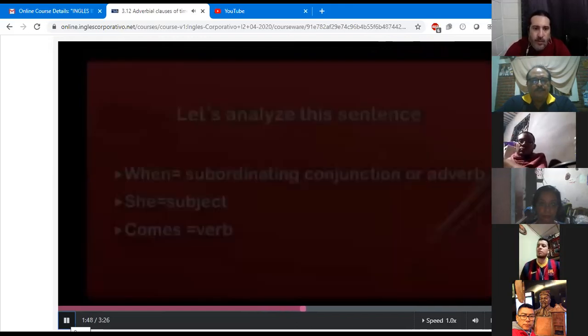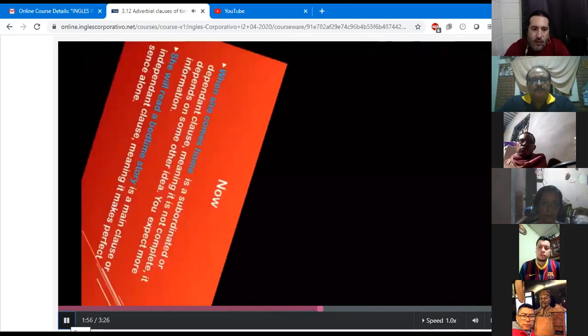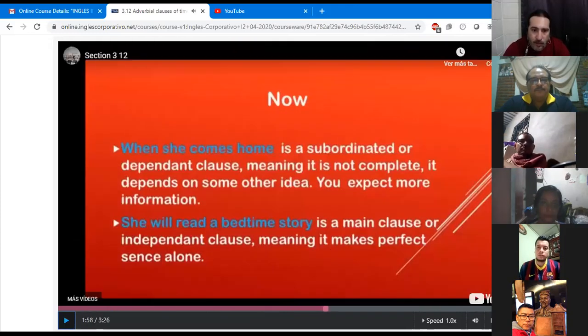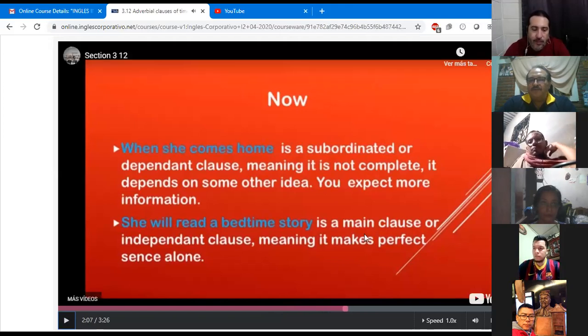Let's analyze this sentence. When is a subordinating conjunction or adverb. She is the subject. Comes, the verb. Now, when she comes home, altogether is a subordinating or dependent clause, meaning it is not complete. It depends on some other idea. You expect more information. This is what I was telling you, right? If I say, when she comes home, what happened? She will prepare dinner. She will ask me to prepare dinner. She will ask me, or she will talk to me.